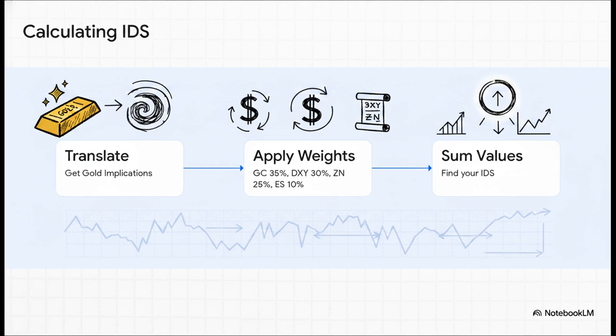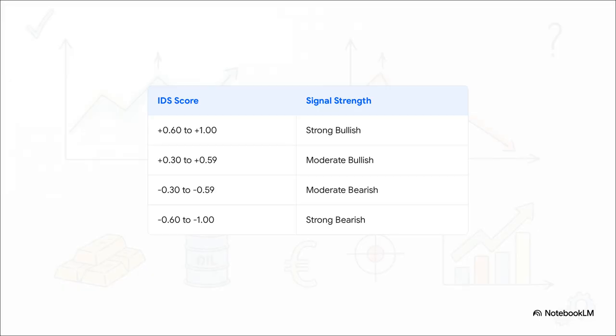You just sum all those values up, and boom, you've got your real-time divergence score. Once you've crunched those numbers and have your final score, you rank the signal strength against this table. If your score lands between a plus 0.60 and a plus 1.00, you've got a strong bullish consensus. If it's deeply negative, it's a strong bearish consensus.